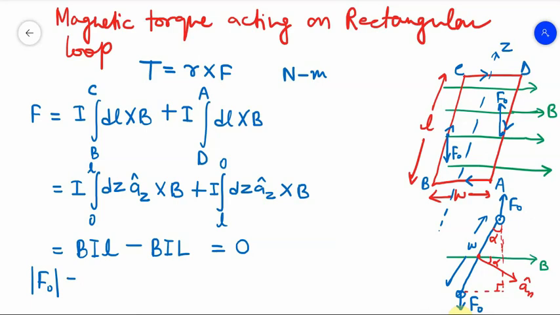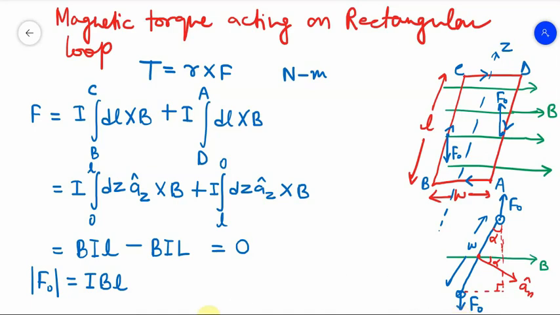So this couple force, the magnitude will be IBL. So F0 magnitude will be IBL. This F0 and minus F0 act at different points on the loop, creating a couple. If the normal to the plane of the loop makes an angle alpha with B, then what will happen? The torque on the loop will be what?